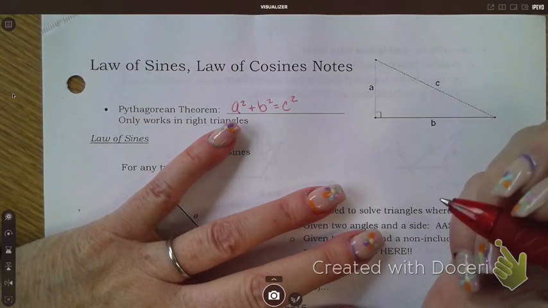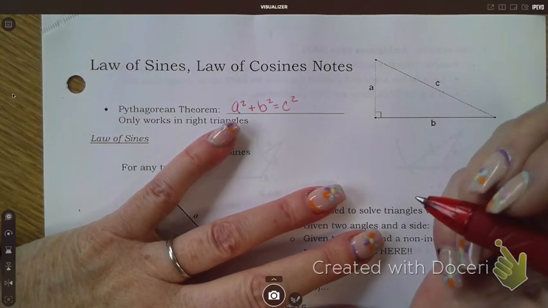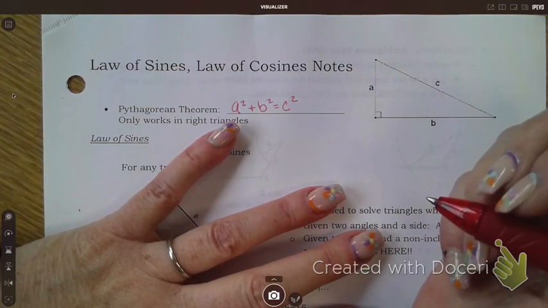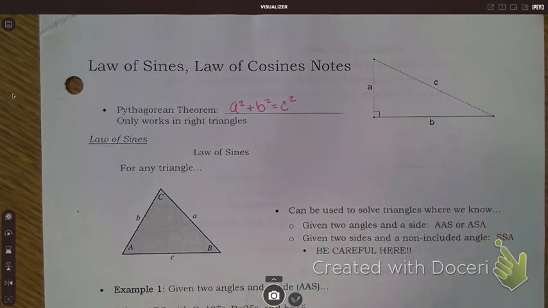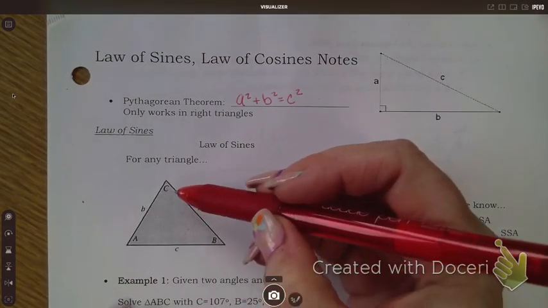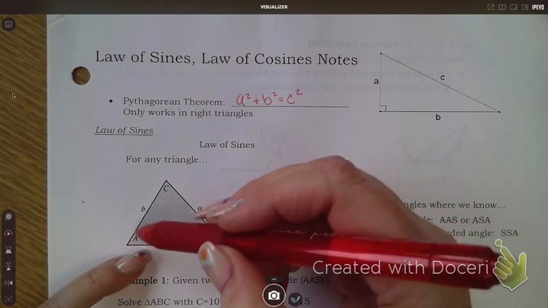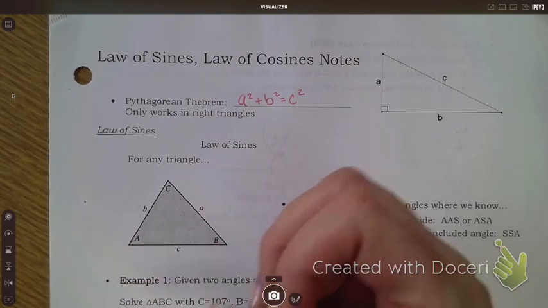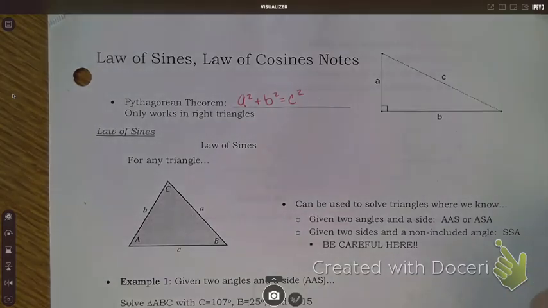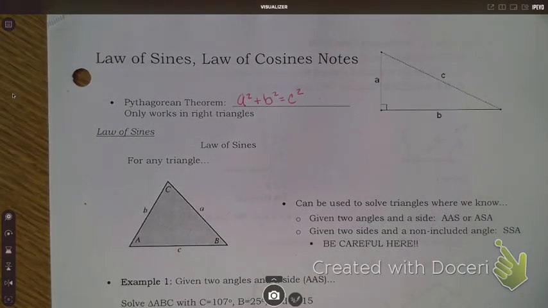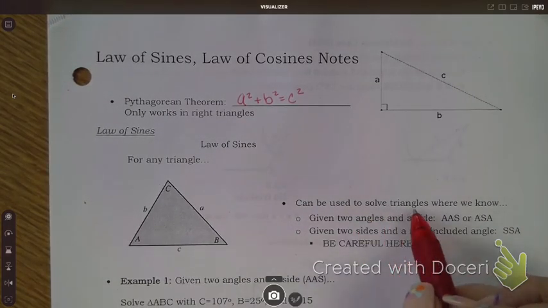But what happens if it's not right? Then you use the law of sines, or cosines. Before now, you would have had to bisect this angle, make 2 right triangles, solve each right triangle, and add them up. You'd have to do a lot of work, right?